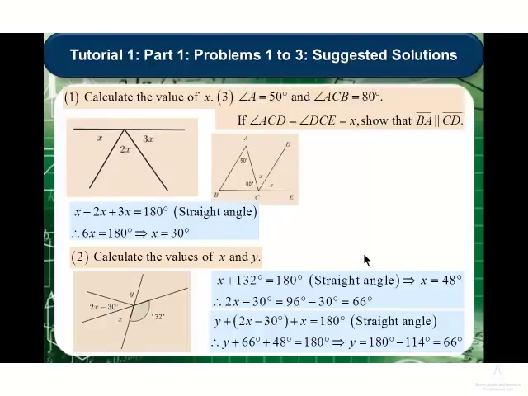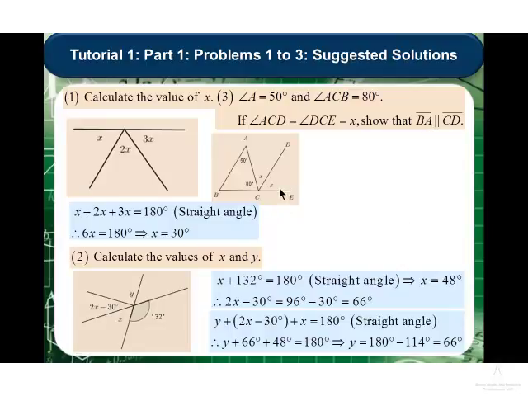In the third problem, we were given this diagram, and the fact that angle A is 50 degrees, angle ACB is 80 degrees in the triangle ABC. We were also given that angles ACD and DCE are the same. Let's say it has an unknown value of x degrees. We have to then show that line segment BA is parallel to line segment CD in such a case.